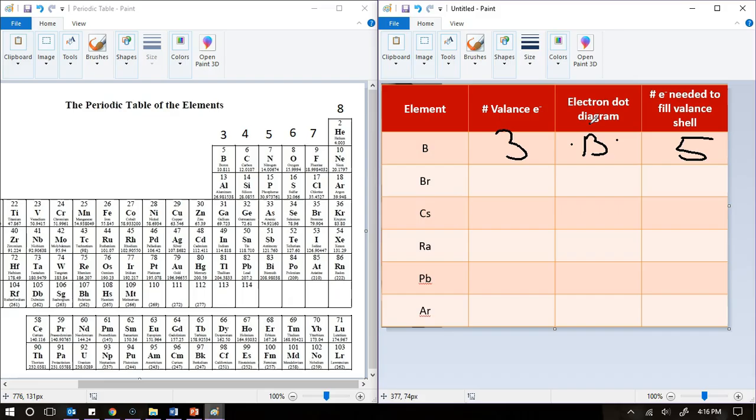Alright, and the rest of those spots are blank because it doesn't have any more. Let's go down and do the next one. So Br is bromine, so bromine's right here. Tells me I'm in column 7, so 7 valence electrons. Closest noble gas is krypton. Alright, so if I've got 7 currently, I want to get to 8. That means I only need 1 more to fill that valence shell.